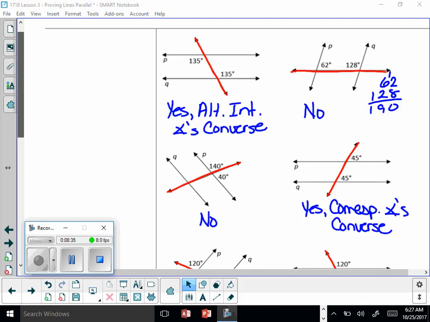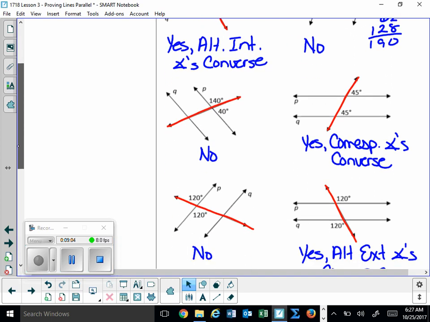All right, let's take a look here. In my first example, I had alternate interior angles that were equal in measure and therefore congruent. So that was the alternate interior angles converse. In my second example, going across the top, those are consecutive interior angles, which means they have to be supplementary. But when I added the measurements together, it didn't work. So the answer is no.